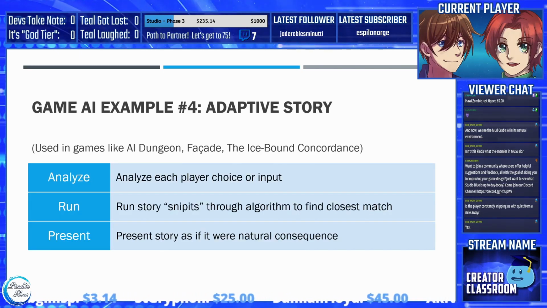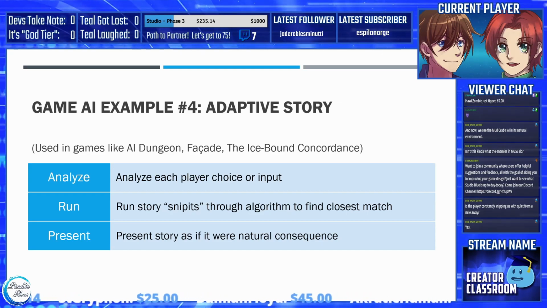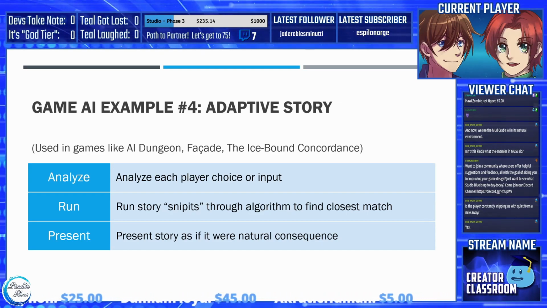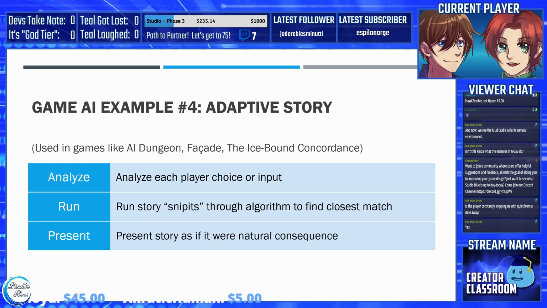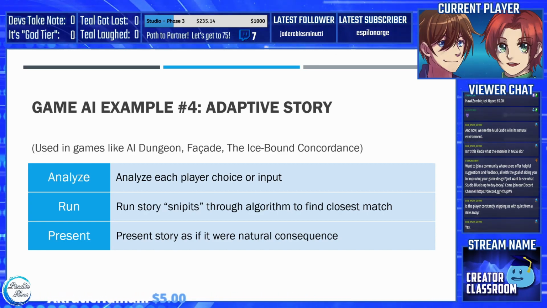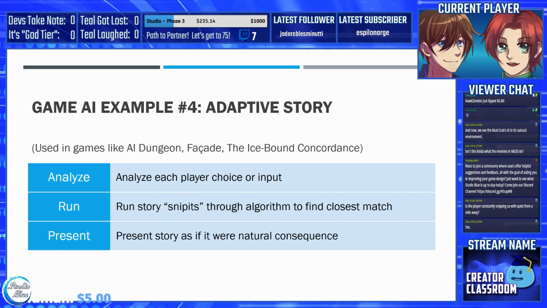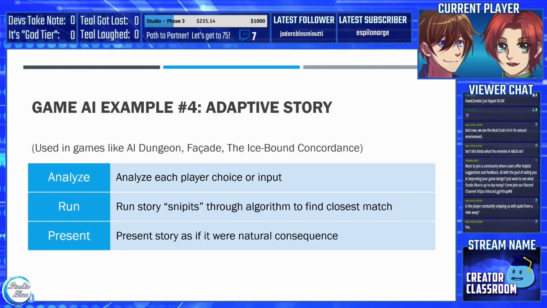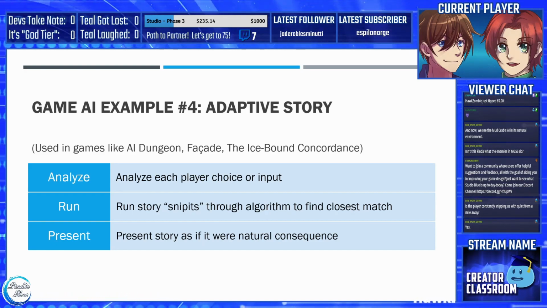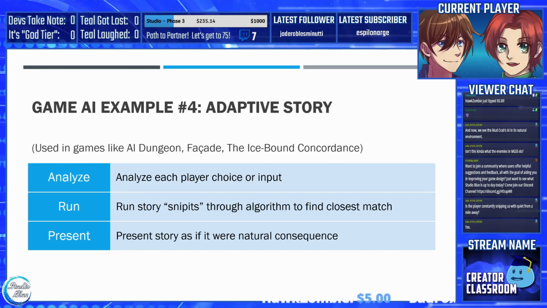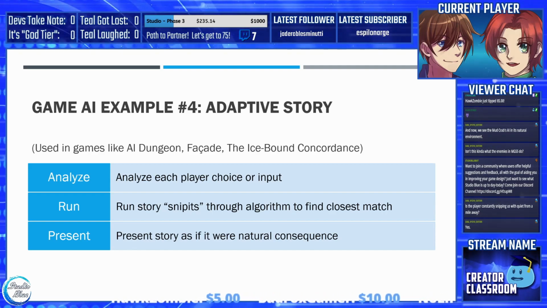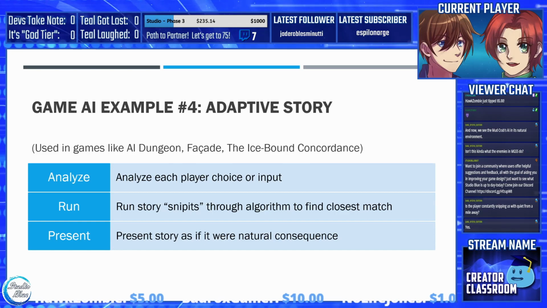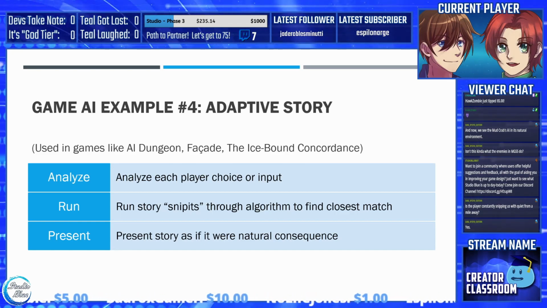Now, adaptive story. This one's a little more esoteric. This is games like AI Dungeon, Facade, the Icebound Concordance. I didn't even know the Icebound Concordance existed until I made this classroom. But apparently these are all stories that use AI to build the story. This was fascinating. I had to step outside of my comfort zone and read and learn about it. So I'm excited this exists.